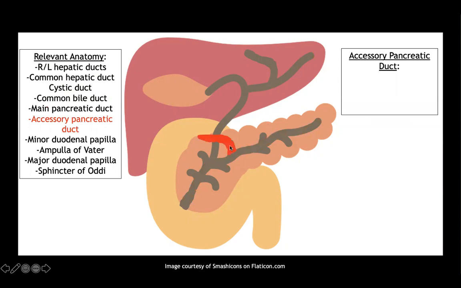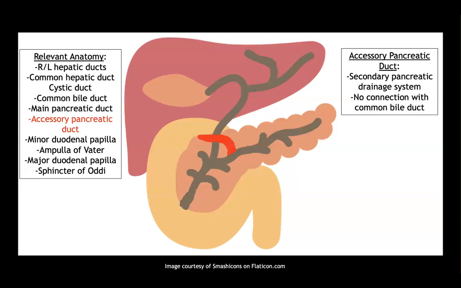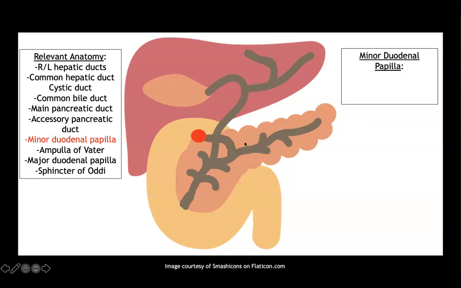Something I want to note right here, I added it to the screen. You also have an accessory pancreatic duct, which has no connection with your CBD, but this can still drain pancreatic enzymes through this minor duodenal papilla. At the end of the main pancreatic duct, you have your ampulla of Vater, which is a widening of the duct right here.